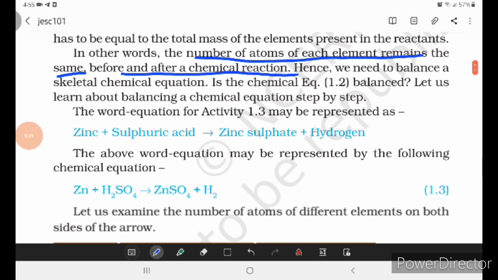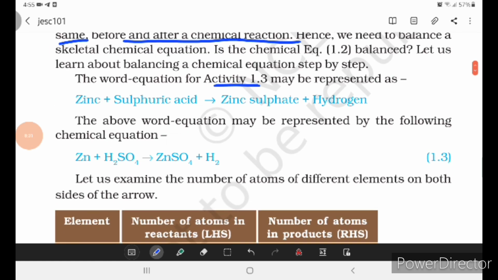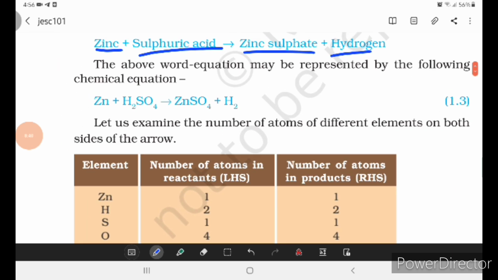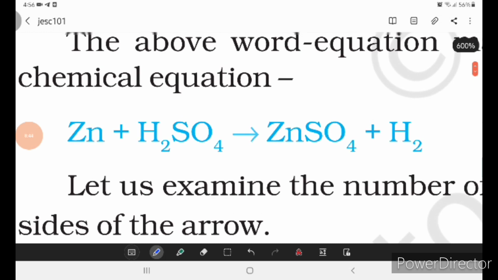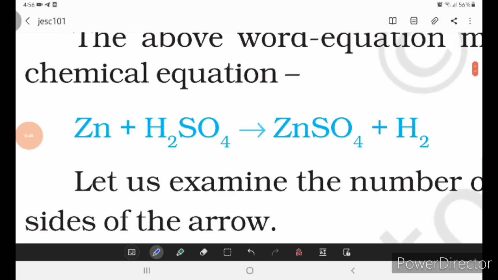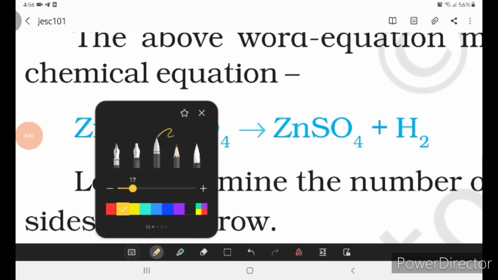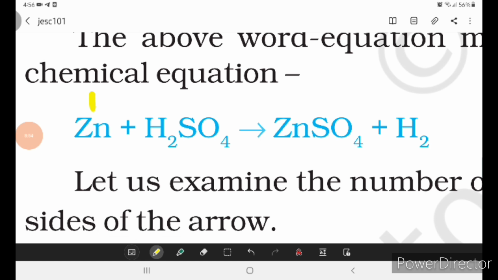Now, let us know how to balance a skeletal equation. Here we go from activity 1.3, the given reaction zinc plus sulfuric acid gives rise to zinc sulfate plus hydrogen. The above word equation may be represented by the following chemical reaction. So this is the chemical reaction for activity 1.3. In this, let's count whether the number of atoms on the left hand side is equal to the right hand side or not. Now, zinc, it's 1 and it's also 1.